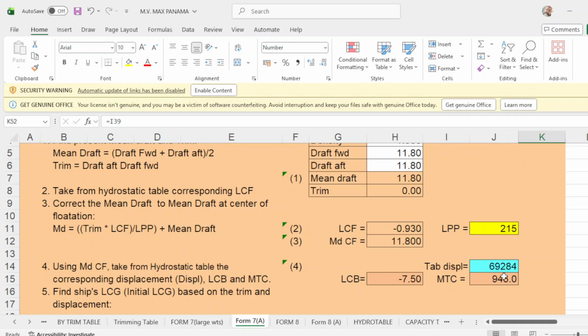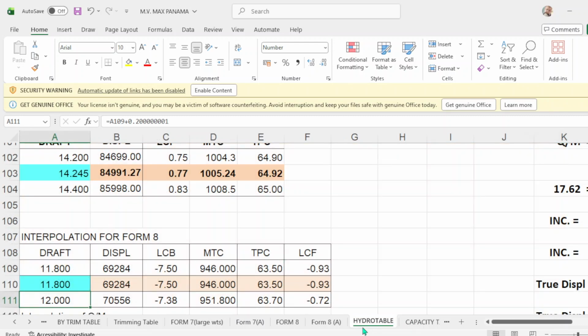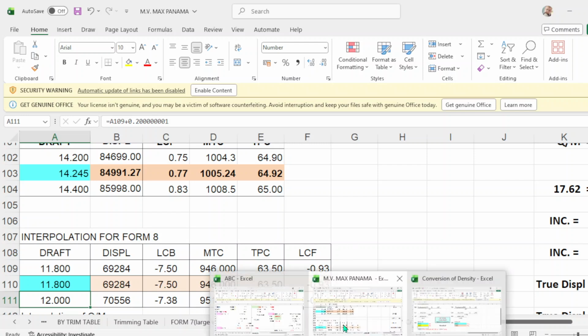This displacement is 69284 at a drop of 11.80, at a density of 1.008. Then we go to number 5. Number 5, scroll down.